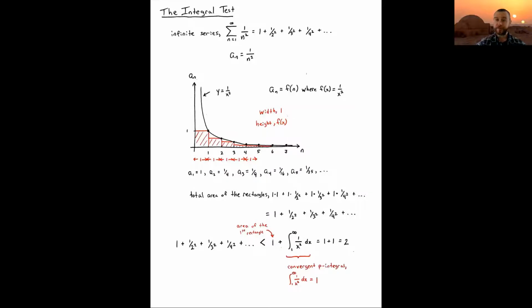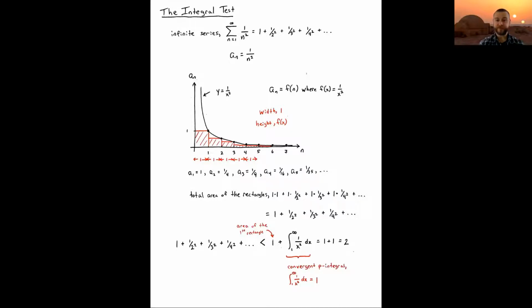Think back to a previous lecture that we covered with improper integrals. This is what we call a p integral, where it's 1 over a power of x, where the integral goes from 1 to infinity. So in this case, the exponent value is 2. This gives us a convergent p integral. Recall, p integrals converge where the power p is greater than 1.